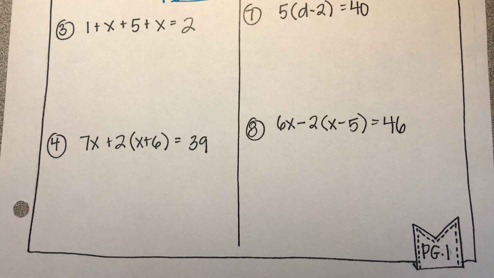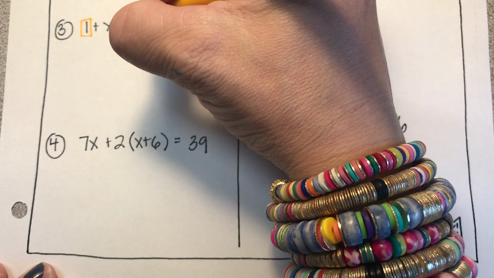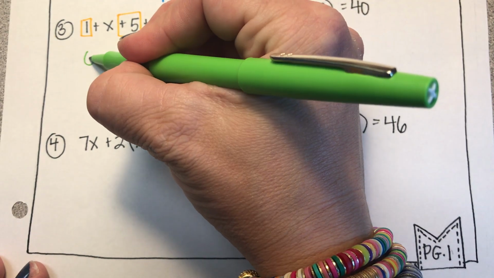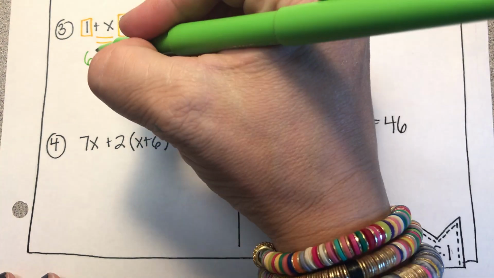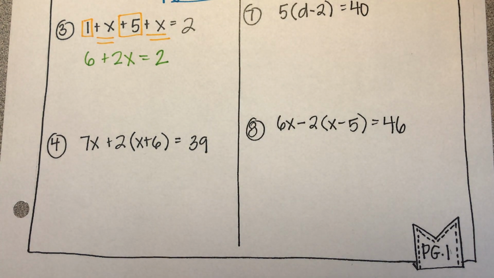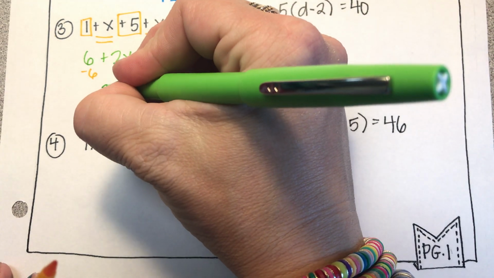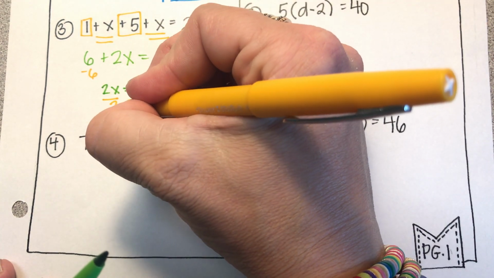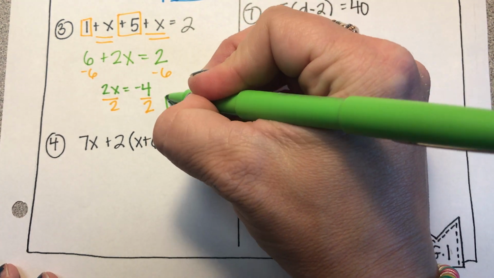Number 3, let's look at what we can put together. Well, I can put together 1 plus 5, right? That's one thing I can do. That's 6. And then what would be x plus another x? How many x's is that? 2x equals 2. So now it's a 2-step equation. I'm going to subtract 6 from both sides. So I get 2x equals negative 4. Now I'm going to divide both sides by 2 to get x equals negative 2.